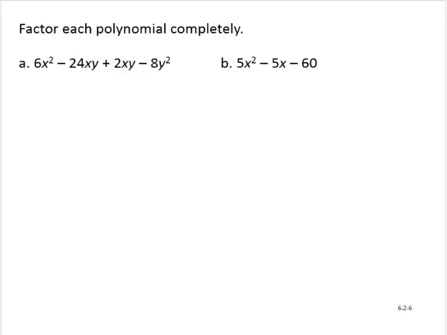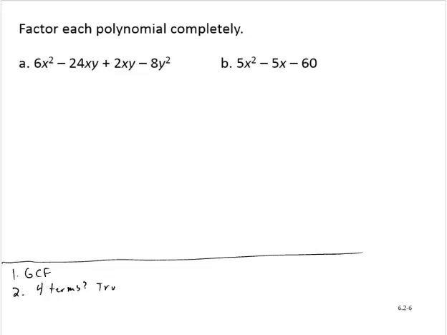Factor each polynomial completely. Alright, so we're going to add on to what we've done so far. Now, some steps that we want to think about when we're factoring completely: Is there a GCF? Second, after we factor out the GCF, are there 4 terms? If there are 4 terms, we try grouping.